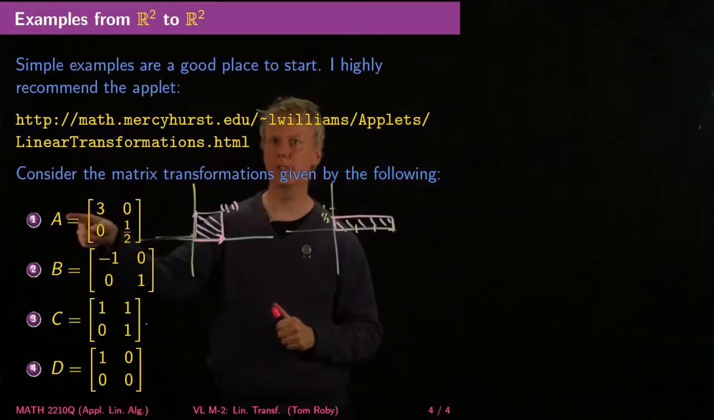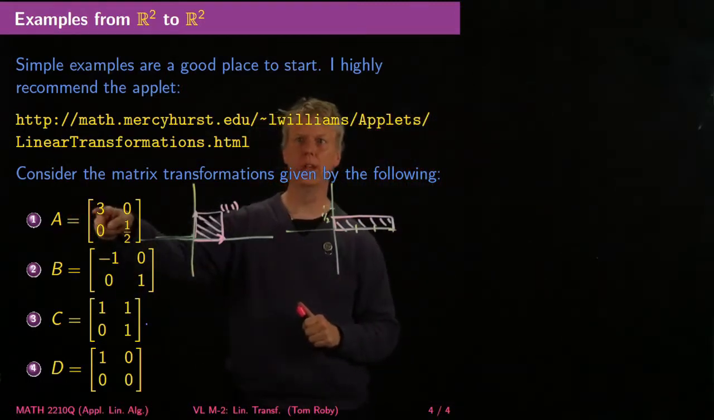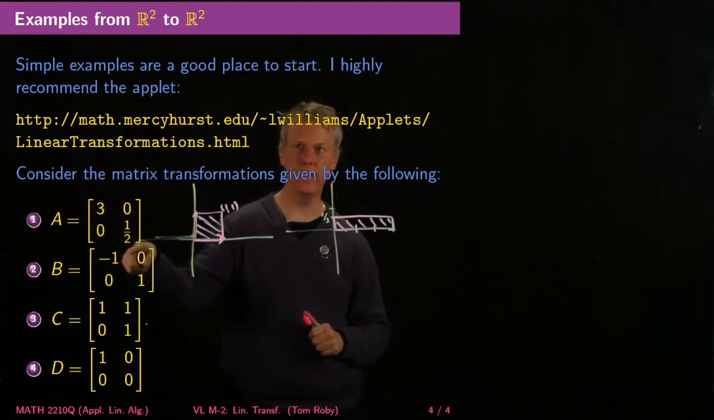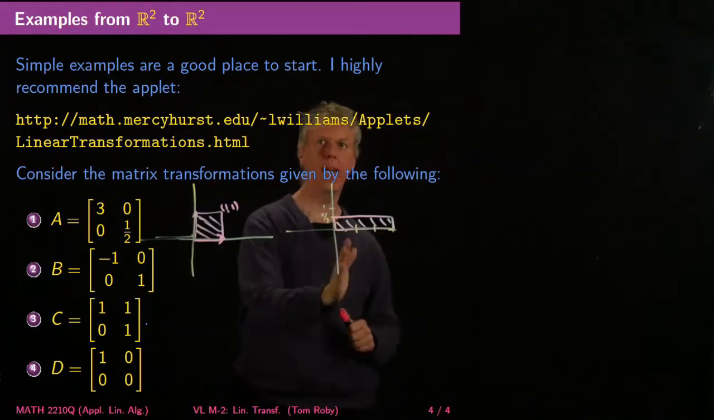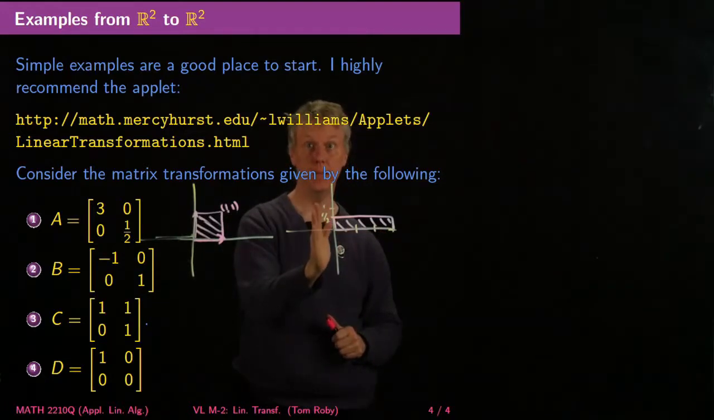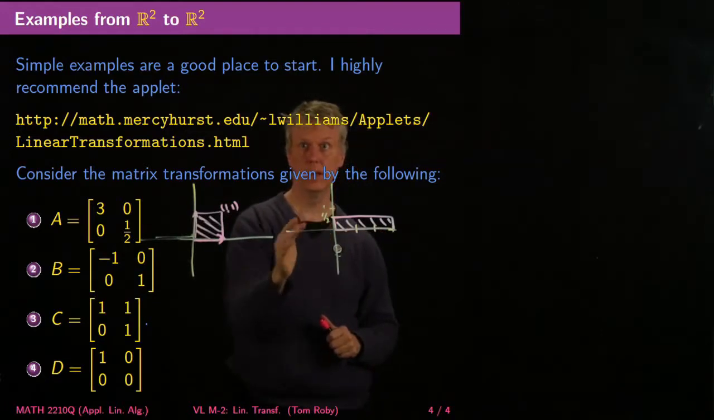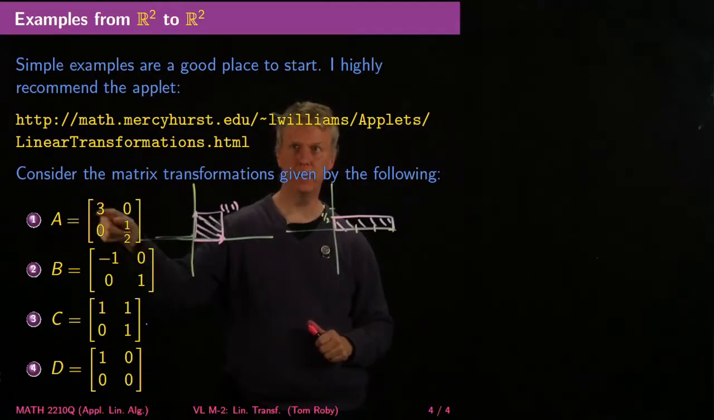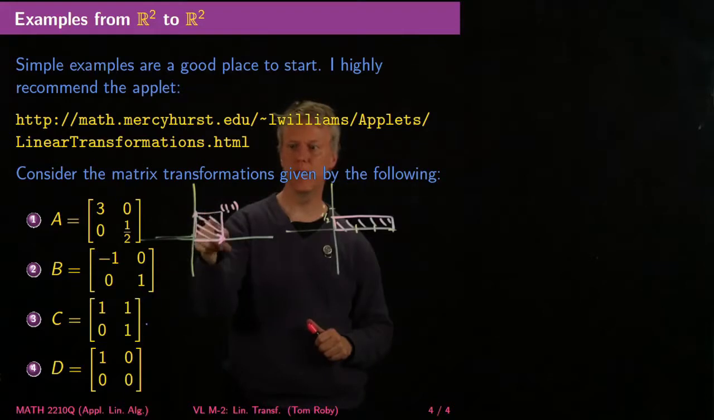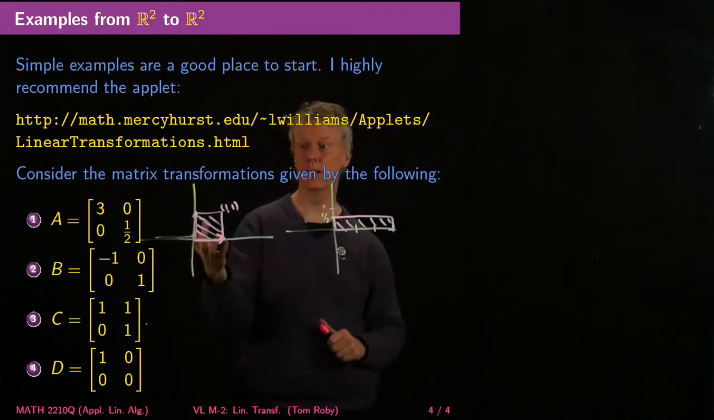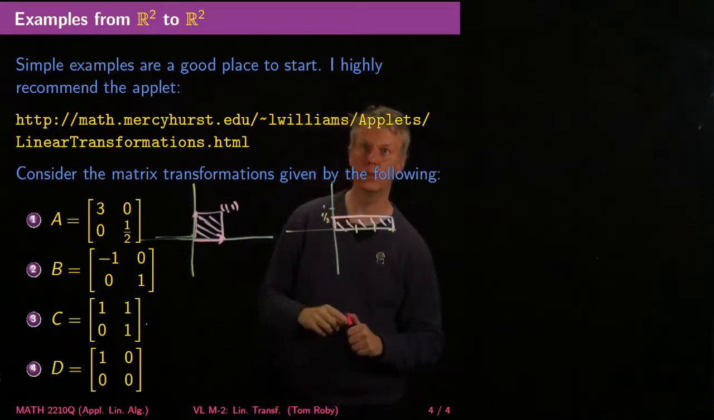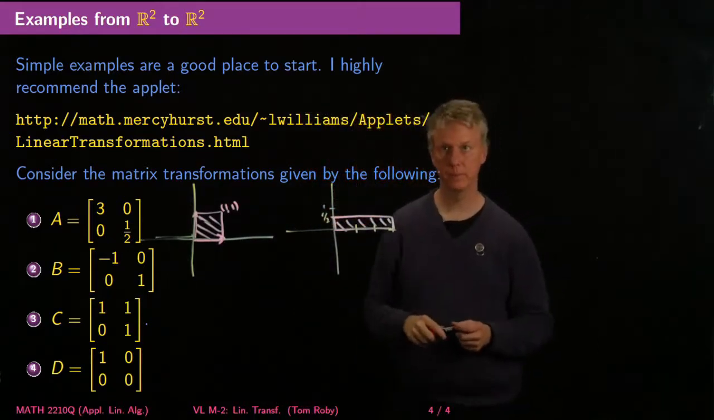Okay? So this is a very simple rescaling. There's nothing special about these numbers 3 and a half. If these numbers are A and B, then you're scaling horizontally by A, and you're scaling vertically by B. In particular, if I had A and B both equal to 1, then I would just have the identity matrix, which sends everything back where it started. So in particular, this pink unit square would end up back where it started. Okay?